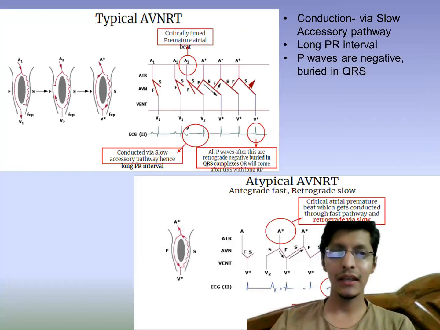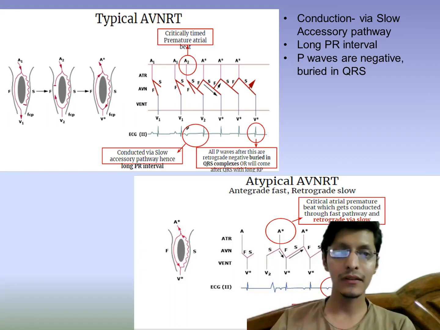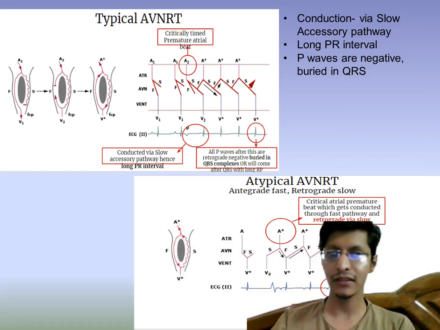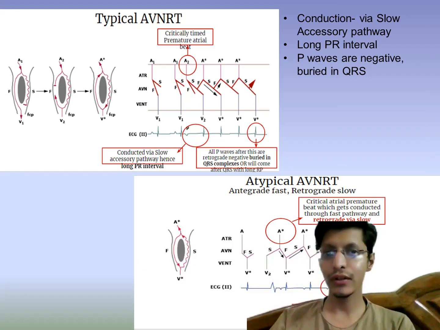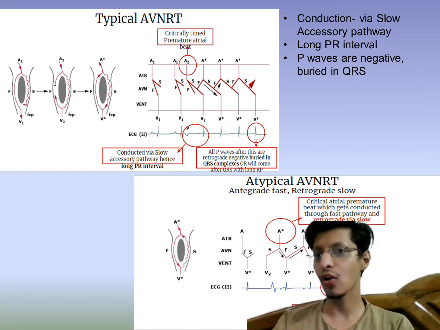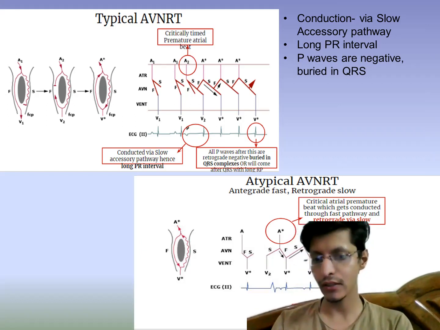So this is the typical AVNRT. You can see this is a fast conduction pathway. This is a slow conduction pathway. There must be some premature ectopic beats in the fast conduction pathway. So the slow conduction pathway merges with the fast conduction pathway and forms a re-entrant pathway. We can see it is conducted via the slow pathway, so there's a long PR interval. So how are you going to differentiate it? There will be a long PR interval and P waves are usually negative or they are buried in the QRS.